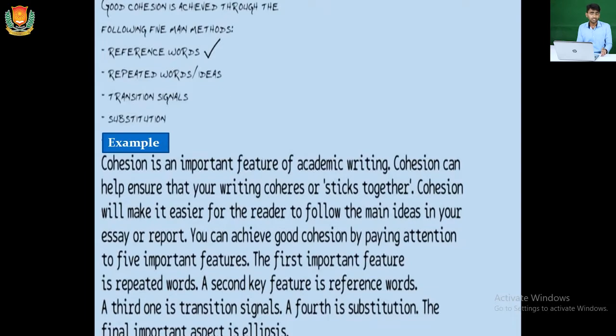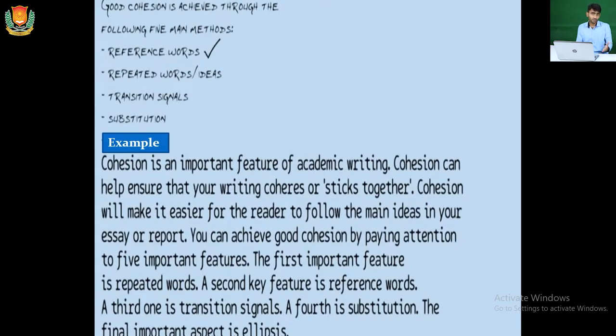This, that, these, those. Actually, these words do not have their own particular meaning in the sentence, but they refer to something. For example, "Cohesion is an important feature of academic writing. You can see cohesion can help ensure." So in place of the second use of cohesion, we can use a reference word.